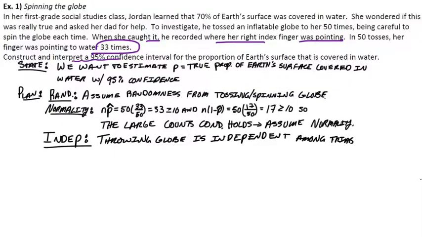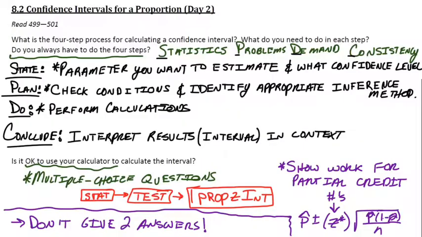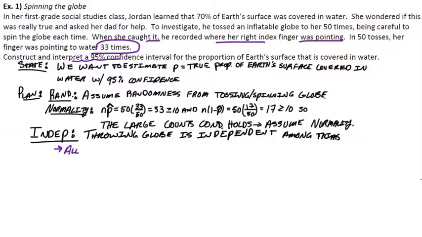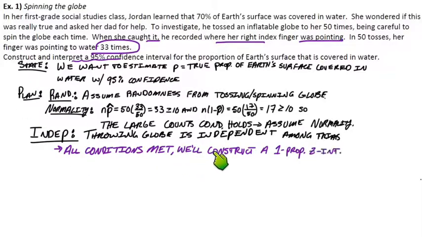So if we go back to that plan step for just a second, see it says check the conditions and identify the appropriate inference method. So that's really basically the same thing as which calculator command would you use? So I'm going to move my stuff just a little bit so I can squeeze this in. So within the plan step here, we know all conditions are met now. So we'll construct a one proportion or a one prop z interval for p.